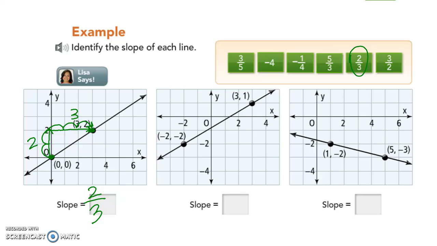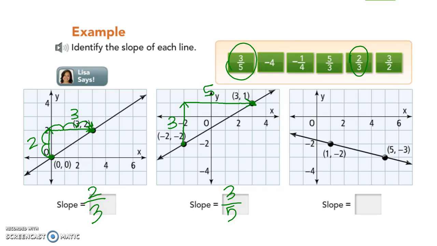Okay? Next, I'm going from this point to this point to find the slope. So I have to count how much I go up. I go up 1, 2, 3. I'm going to write that out to the side. Then I go over 1, 2, 3, 4, 5. So my rise was 3, I went up 3, and then I went right 5. My slope is 3 over 5.